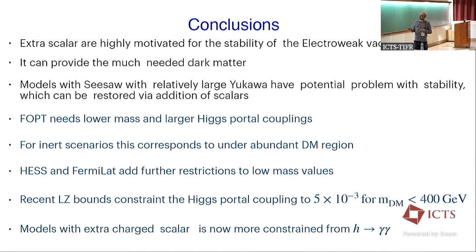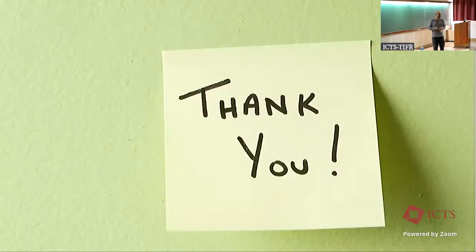Another thing I did not mention because of lack of time is the H to gamma gamma (Higgs to diphoton) measurement, which also rules out a few points in the lower mass region. And this is the bound I was talking about, that this is the strongest. This came in October last year. So, this is it. Thank you.